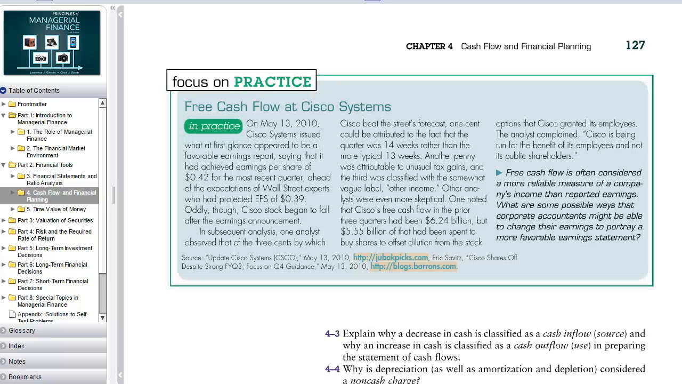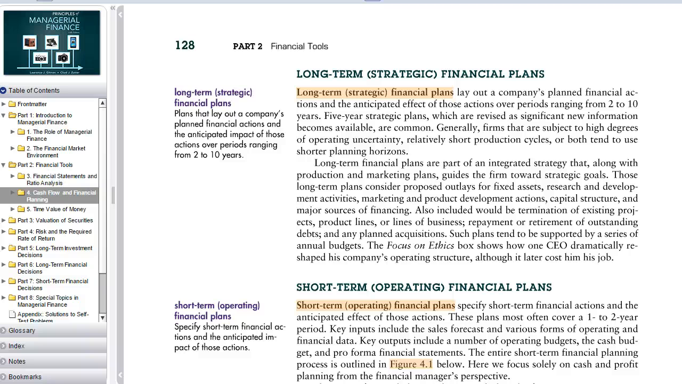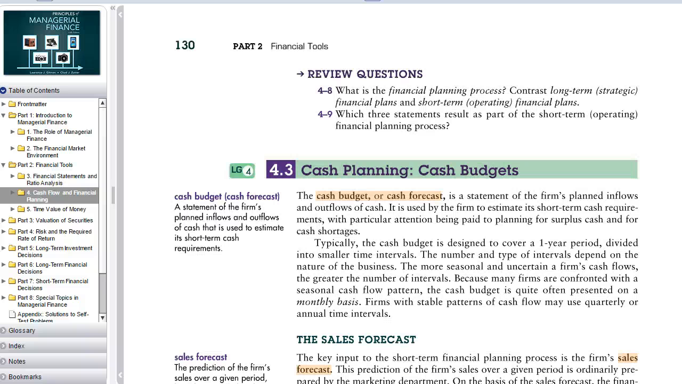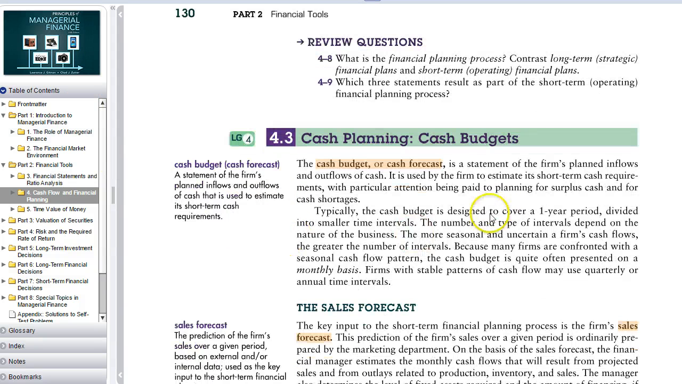The chapter goes on to look at how to do short-term and long-term strategic planning, specifically related to cash and cash flow of a company. Cash is like the oil in the engine of a company. What happens to your car if it runs out of oil? It seizes and the whole car is ruined. The same thing with a company. If a company runs out of cash, the company will seize, go bankrupt, and most likely be ruined. That's why in chapter 4 we develop these cash budgets and look very closely at the sales forecast.